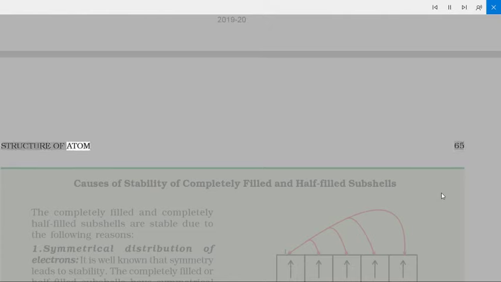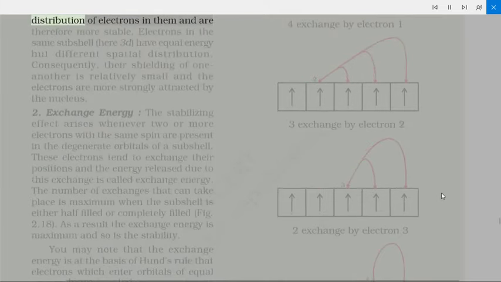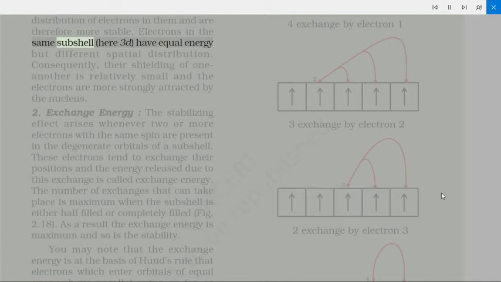The completely filled and completely half-filled subshells are stable due to the following reasons. 1. Symmetrical distribution of electrons. It is well known that symmetry leads to stability. The completely filled or half-filled subshells have symmetrical distribution of electrons in them and are therefore more stable. Electrons in the same subshell, here 3d, have equal energy but different spatial distribution. Consequently, their shielding of one another is relatively small and the electrons are more strongly attracted by the nucleus.